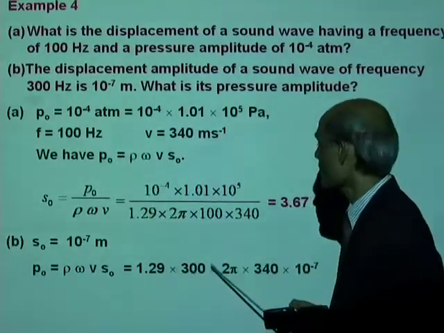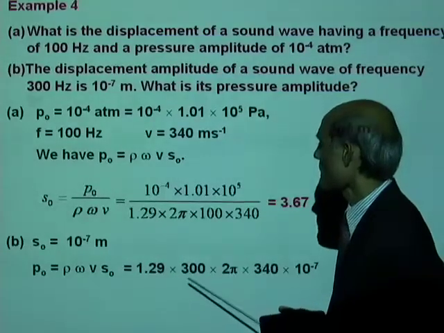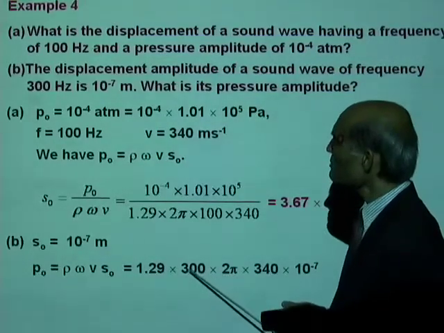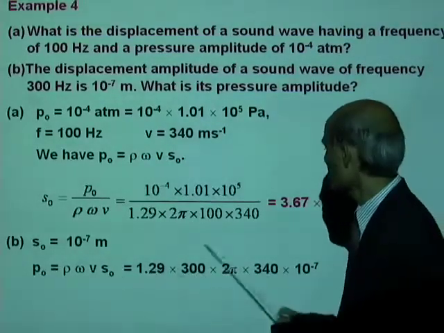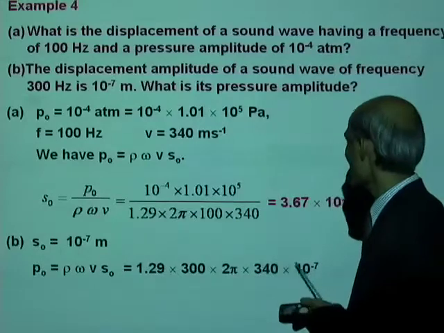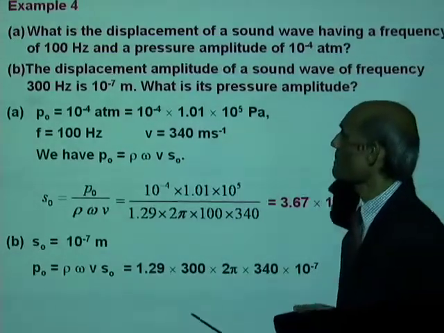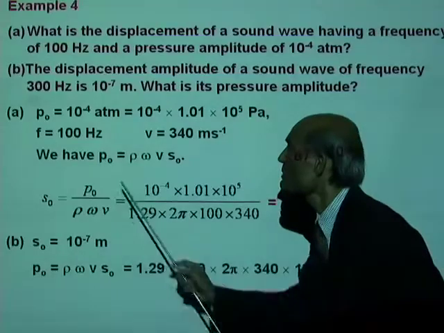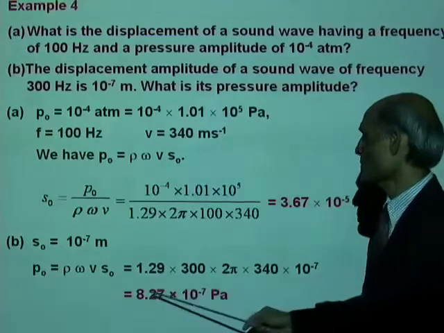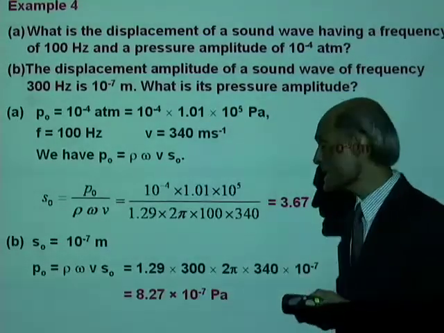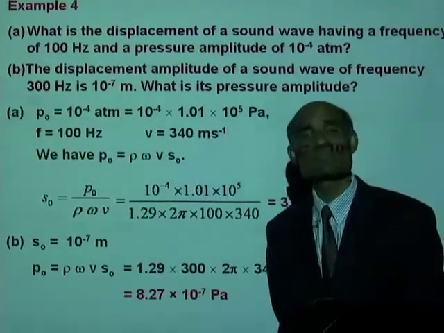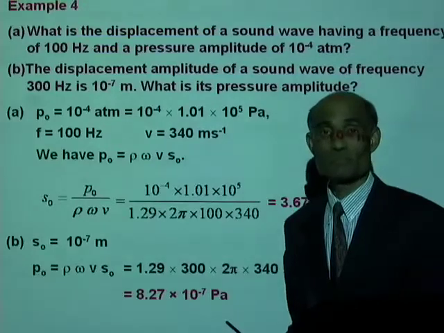Frequency is 100 Hertz. So that will be 2 pi times the frequency. Isn't the frequency 100? Well, V is 340 and S0 is 10 to the power of -7. So I think this 300 must read 100. Is that right? Yes. So we must change that for you. That will be the pressure amplitude equal to 8.27 times 10 to the -7 Pascal. Okay?